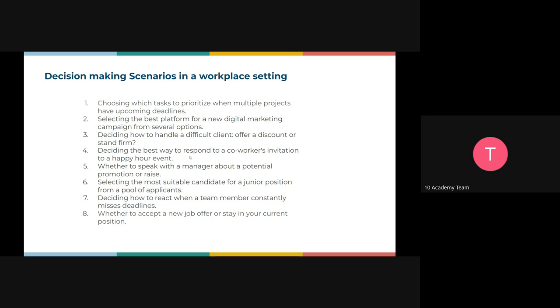The other thing is deciding the best way to respond to a coworker's invitation to a happy hour event. This is a very informal one, but it could be you have a lot of work that you have to do, or you just want to go, but it's still a decision to make. It's minor, a small decision, but it's still a decision-making scenario. Those are just the different scenarios that you could face in a workplace.